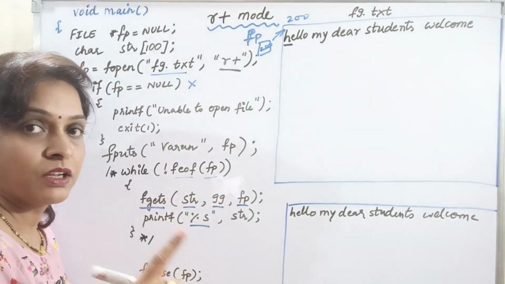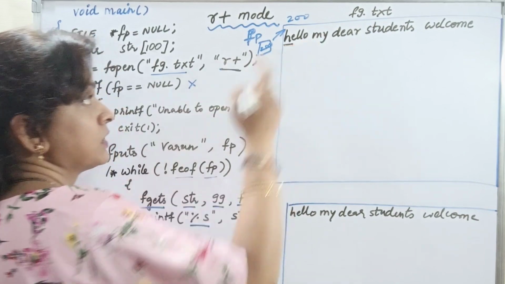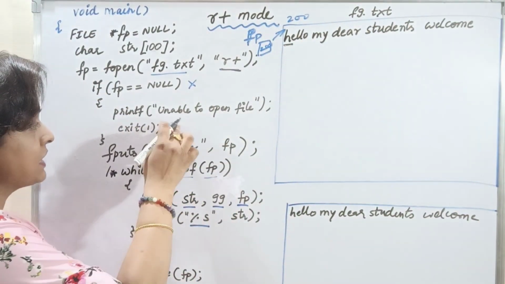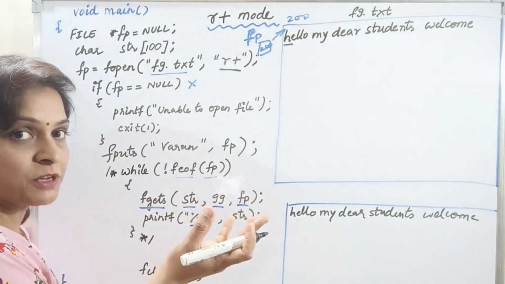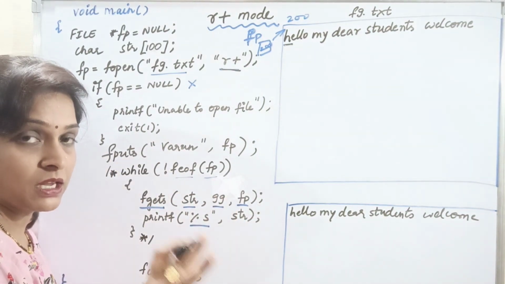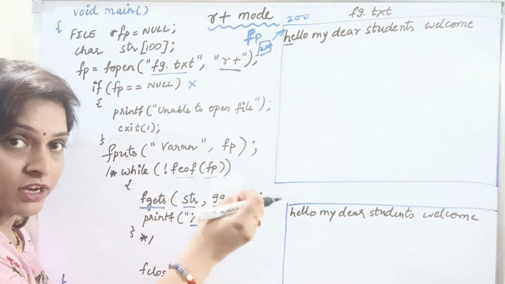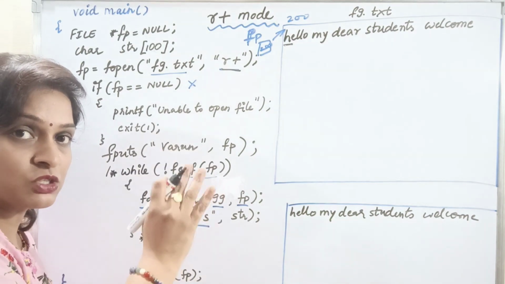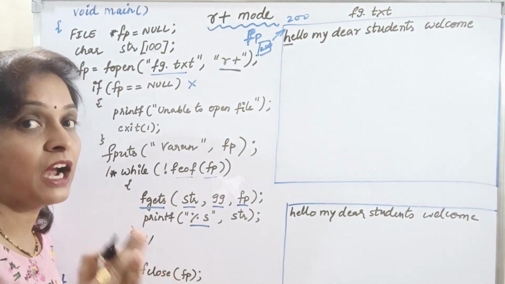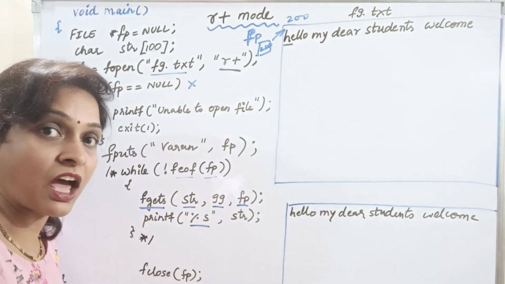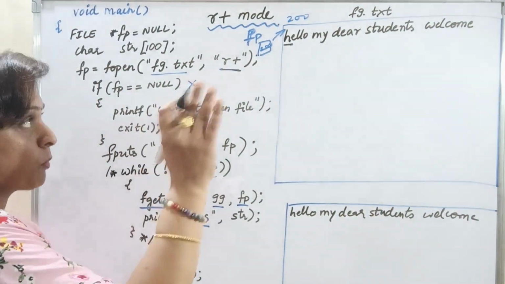As I said, if the file exists, the file will be opened and the pointer will be at the first position. Now when I say fputs, when the file gets opened with R plus mode, the contents will not be erased. The pointer will be at the first position, as we discussed previously. If the file exists, the file gets opened and the previous contents that I have in the file will not be erased, and the pointer will be pointing to the first position.